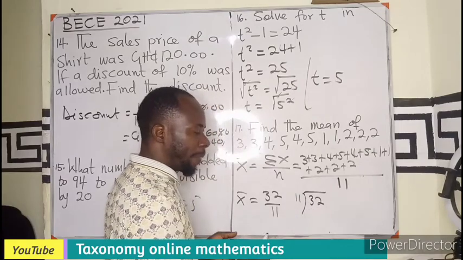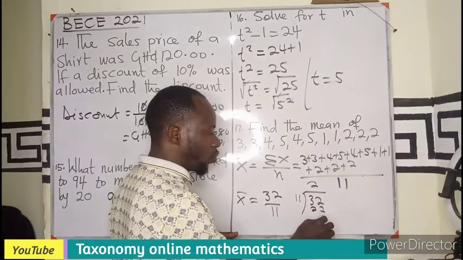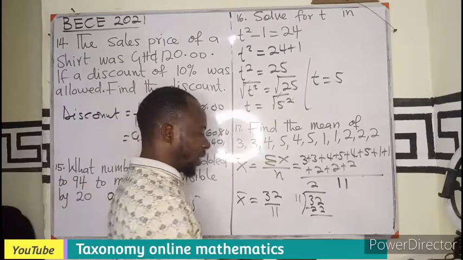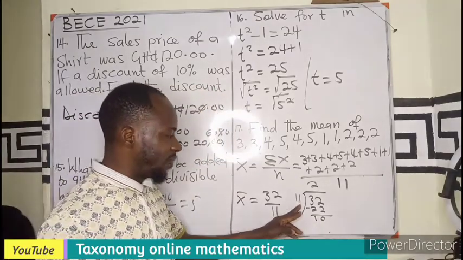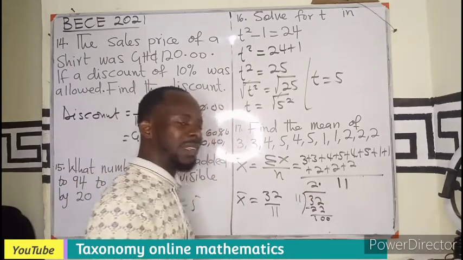32. This will go here. I believe that will be 2 times. 2 times this will be 22. If you subtract this, you are going to have 10. We know that 11 cannot go into 10, so we indicate a decimal and increase a 0.